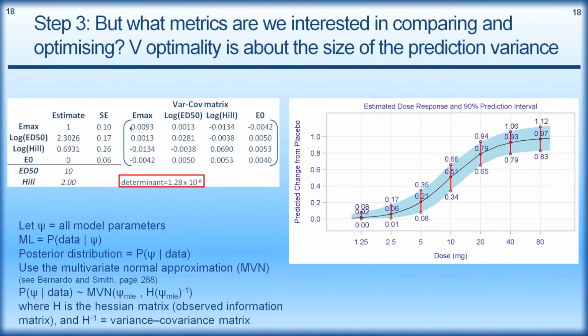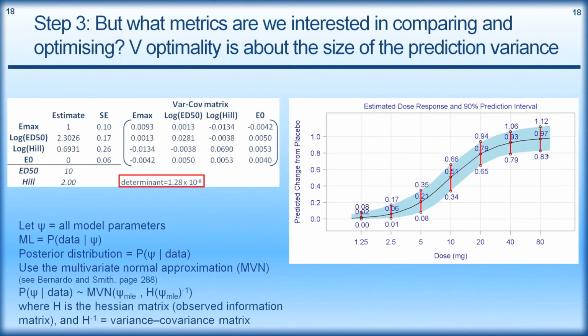V-optimality is about the size of the prediction variance. So it's the size here, or perhaps the size here, or the size here of this prediction variance. And this is very important. I would argue that V-optimality is more important than D-optimality because the size of this variance covariance matrix is not so important relative to the size of these prediction intervals that we generate.